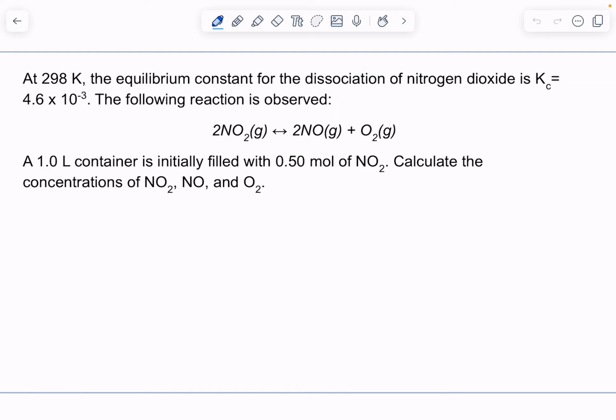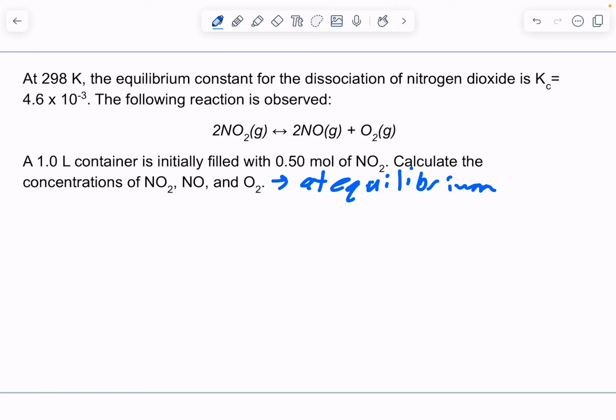We've got at 298 Kelvin, the equilibrium constant for the dissociation of nitrogen dioxide is Kc equal to 4.6 times 10 to the negative 3. The following reaction was observed, and we have some NO2 gas being decomposed into NO and oxygen. We have a 1 liter container and it's initially filled with 0.5 moles of NO2. And we want to know the concentrations of NO2, NO, and O2. And we should say at equilibrium, the question should probably say. So at equilibrium, what are going to be those concentrations?